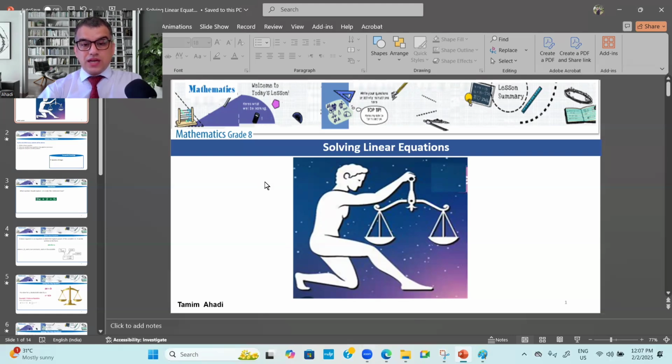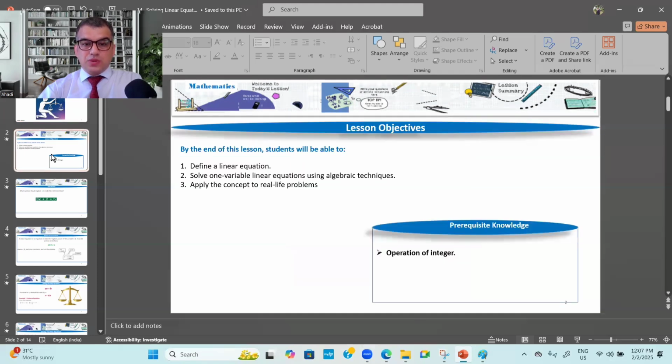Today, I'm going to discuss solving linear equations. By the end of this class, we will be able to define a linear equation, solve one variable linear equations using algebraic techniques, and apply the concepts to real life problems. As a prerequisite skill, we have to know the operations of integers.